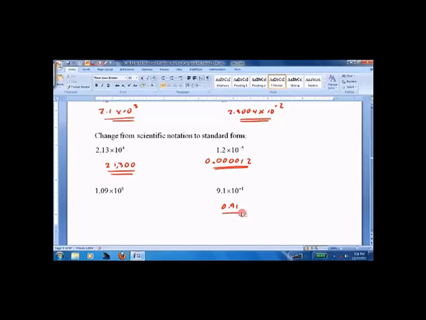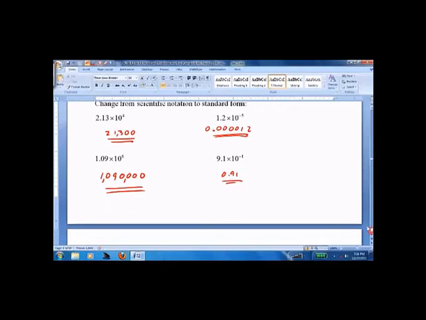0.91. Yep. And 1, 2, 3, 4, 5, 6. 1, 2, 3, 4, 5, 6. So practice. Make sure you know what you're doing.